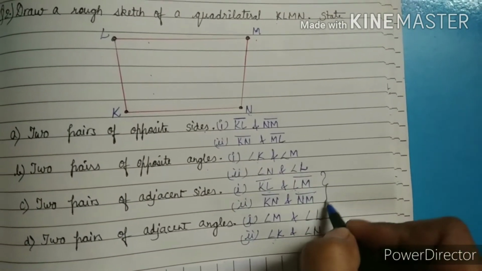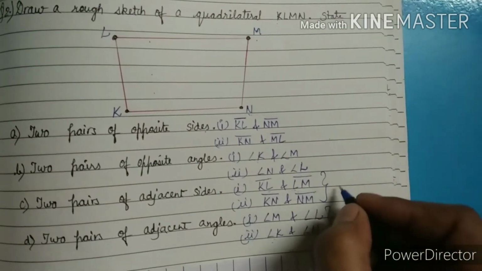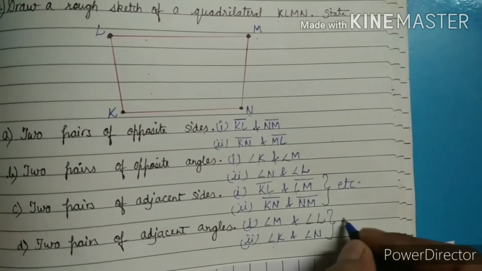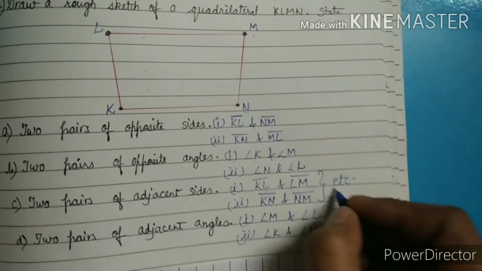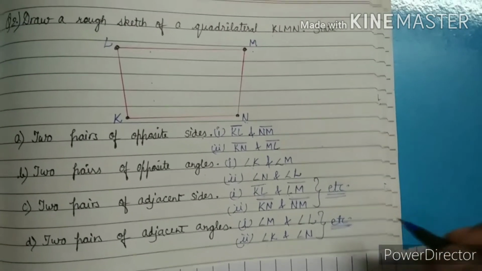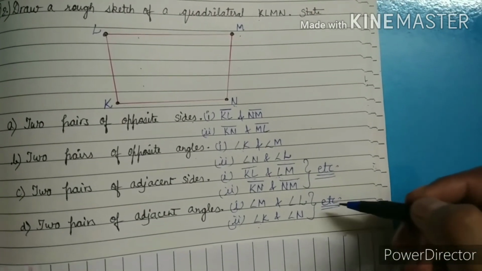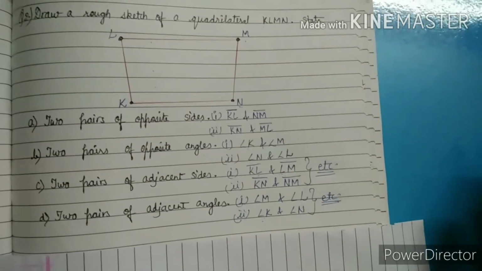Here we have taken only two pairs, but we have more than two pairs. That's why I am writing etc. here. Don't get confused; here we have more than two cases. So here we completed our exercise 4.5.